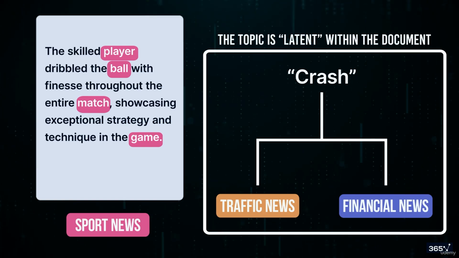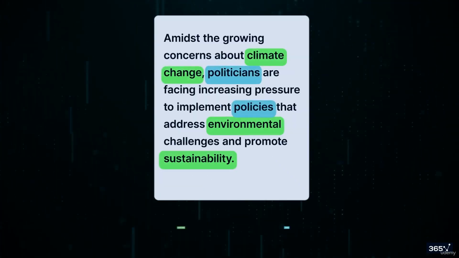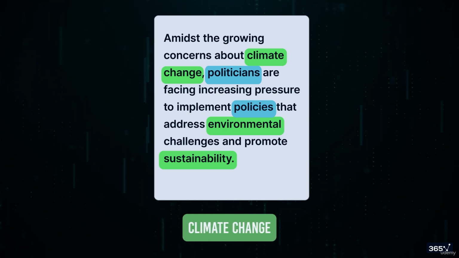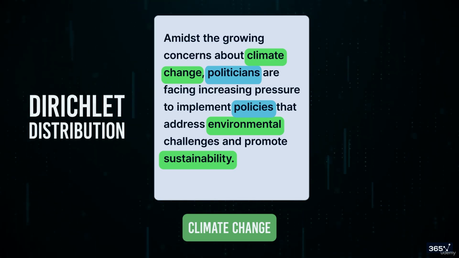We say that the topic is latent within the document. We must examine the words within it to discover the topic of that piece of text. A document can obviously contain words from more than one topic, but we make the assumption that it's mainly focused on a single topic with only a few words relating to other different topics. This is our Dirichlet distribution. So we have an understanding of what we mean by latent topics and our Dirichlet distribution.